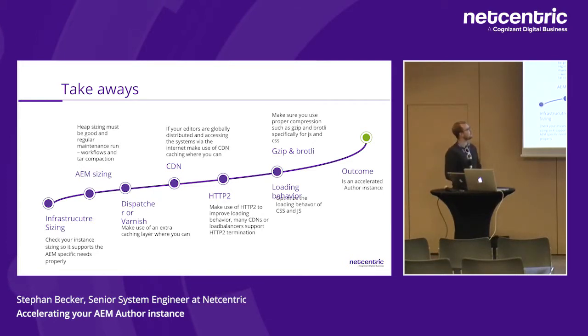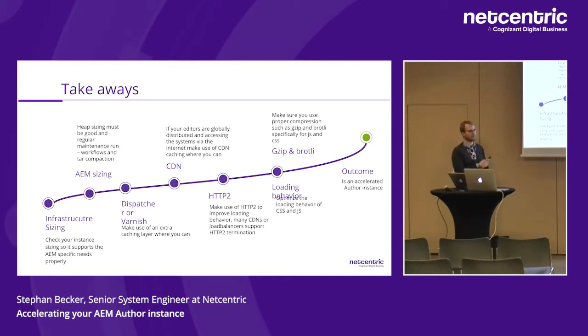The AEM sizing itself is also a big topic. Heap sizing must fit. In addition, maintenance is quite important. Performing regular offline compactions reduces the segment stores, and due to this the lookups are much faster. And workflows: we discovered quite an impact from having way too many workflows in the system. General usage goes down the drain. So make sure workflow purging is active and version purging is active, cleaning out the regular stuff, because this will improve the performance there as well.